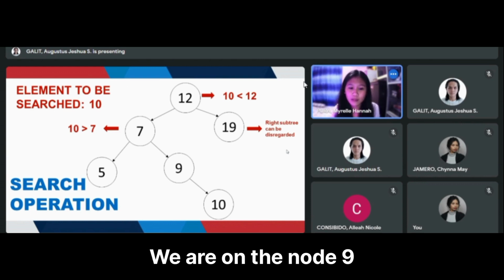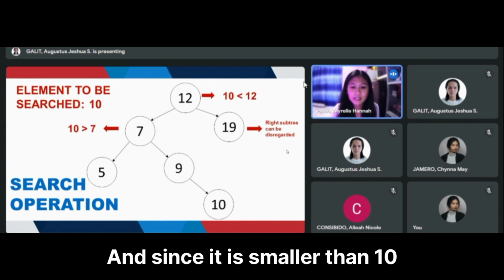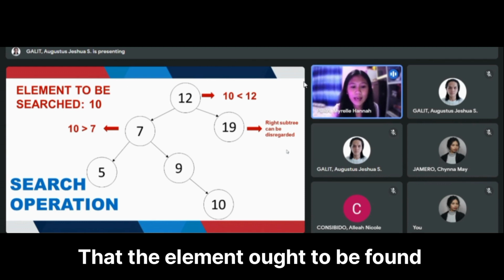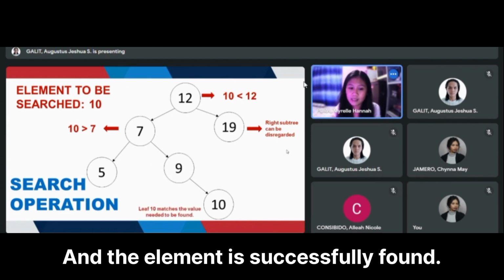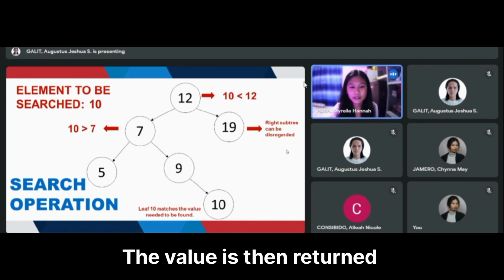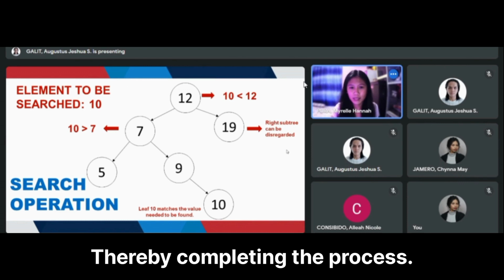At this moment, we are on the node 9, and since it is smaller than 10, this means that the element ought to be found on its right side. Now the value matches and the element is successfully found. The value is then returned, thereby completing the process.